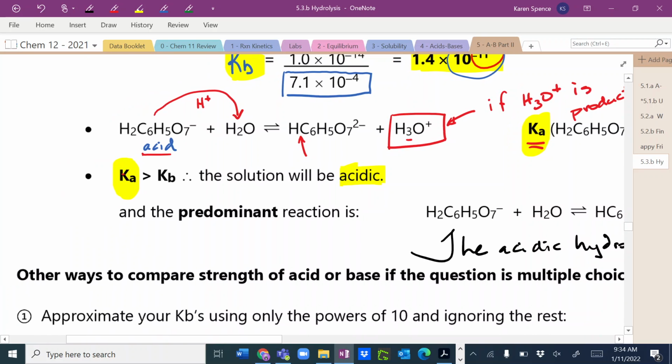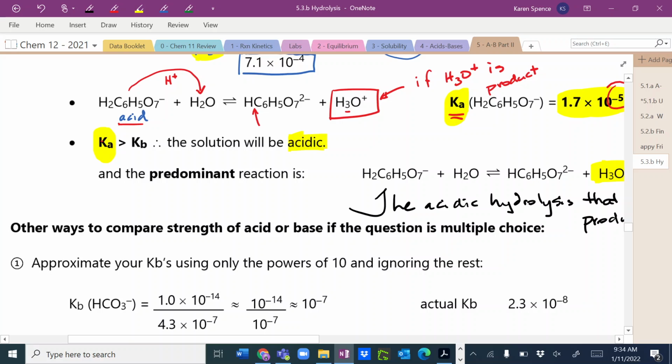Now, other ways you could compare the strength of the acid or base if the question is multiple choice. So this is for your multiple choice section, or if you're just doing things very quickly as a part of another question, or if it doesn't ask you to justify your answer. You can approximate your Kb using only the powers of 10 and ignoring the rest.